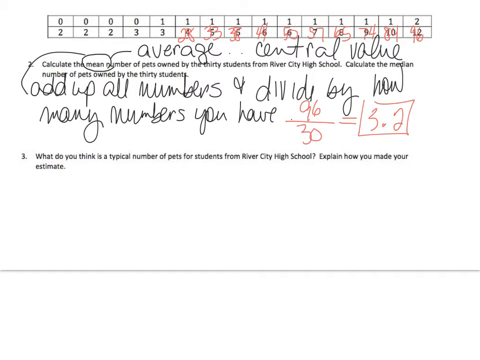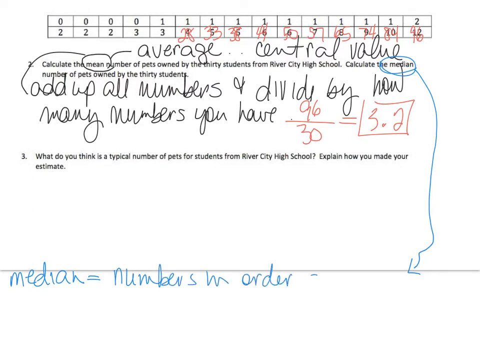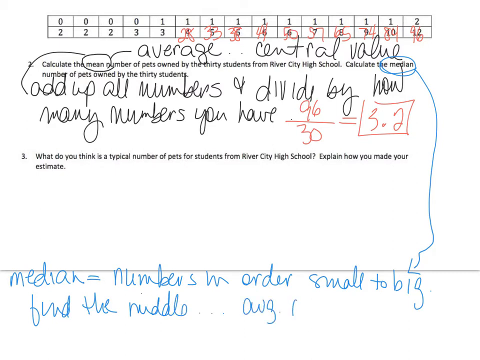The median is different. So I'm going to change to blue, median. Let's figure out, what does median mean? We're going to calculate it down there. So the median is a little bit different. Okay, the median, you put the numbers in order from smallest to greatest. And you find the middle. Okay, the middle number, or the average of the middle two numbers. We'll see what this one does. Okay, so let's do it.